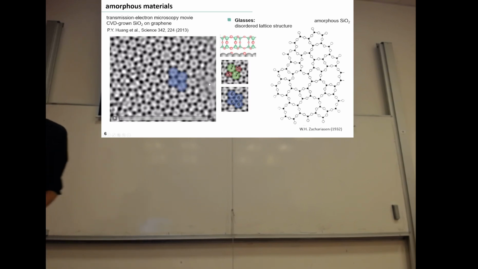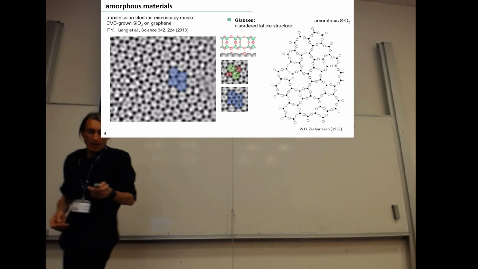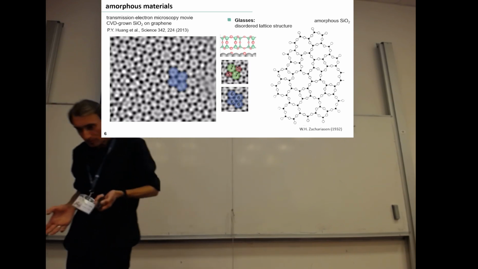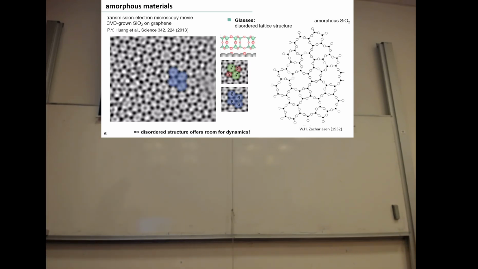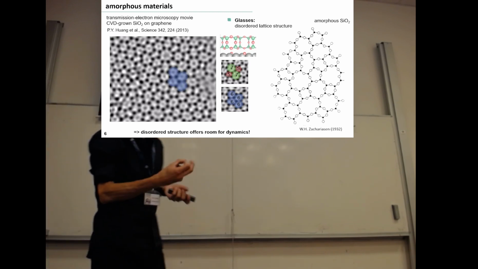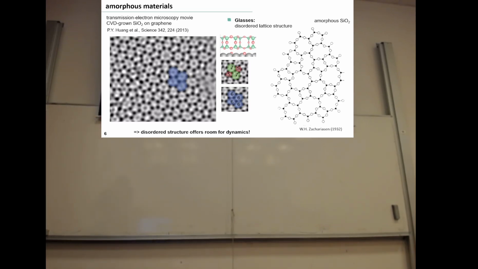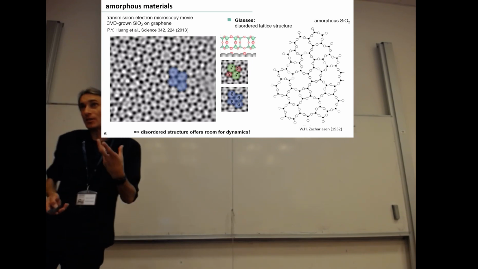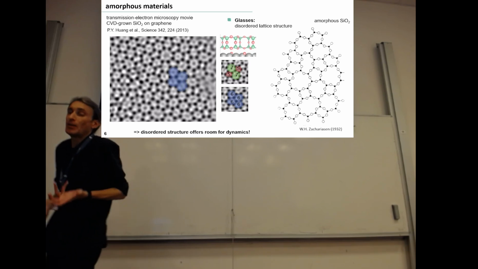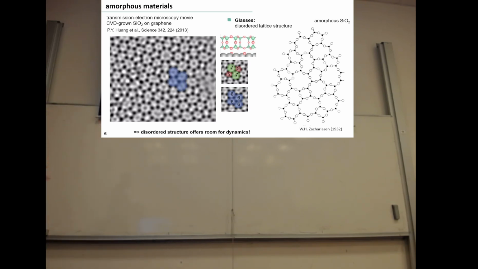So what I want to say is that this amorphous material offers room for dynamics. You can have moving atoms in the amorphous material, but not in the crystal, because in the crystal, of course, everything is already in the lowest energy state, and it's pretty difficult to actually get the atoms out of there. And this is already the central problem that we are going to discuss. If you have something that can move, it will move, and if it moves, then it generates noise and dissipation.